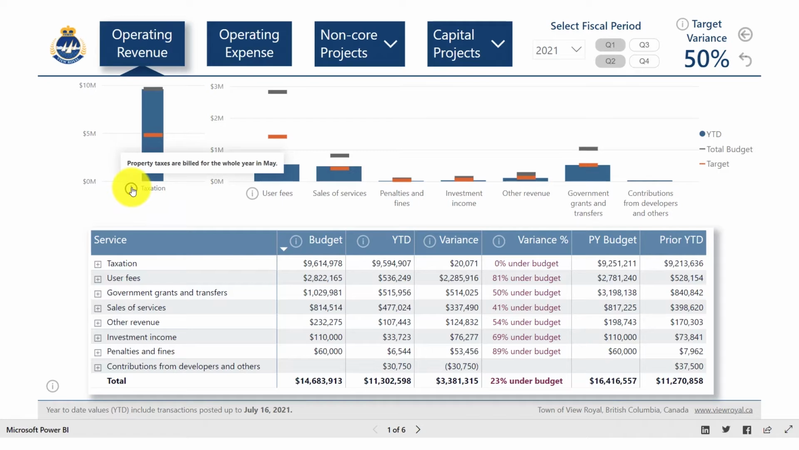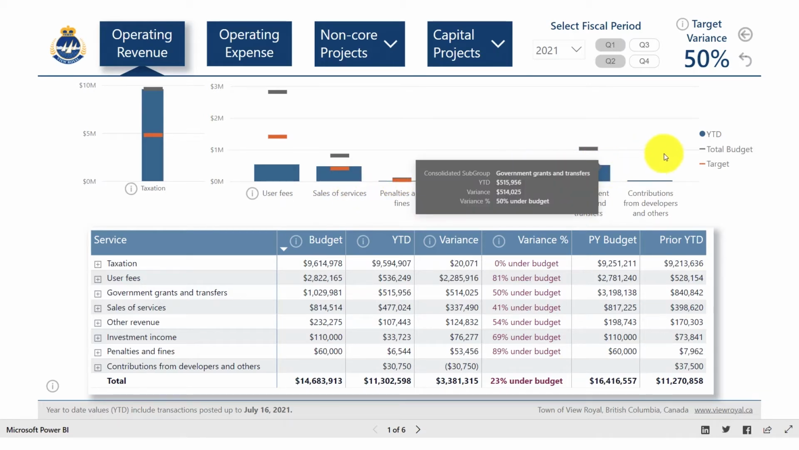For taxation, since property taxes are billed for the whole year in May, we have exceeded the target and we've actually reached the total budget amount indicated by the dark gray bar. User fees include sewer user fees, which are only billed in October. Since we're only looking at quarter 1 and 2, that takes us to the end of June, we have not reached our target because sewer fees have yet to be billed for the whole year. But other categories, in this case of revenue, you can see how we are doing according to our target, and we're pretty much on target.